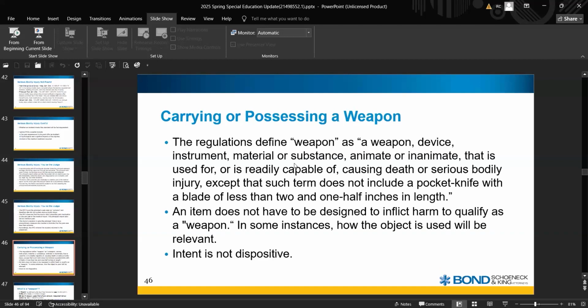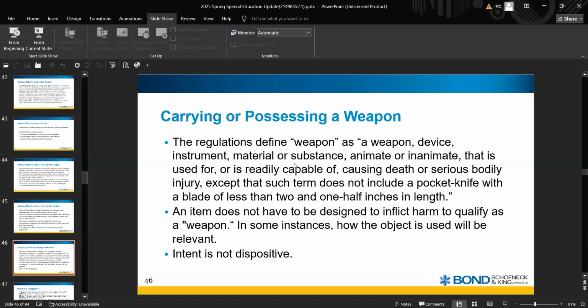Okay. So, the next category of misconduct you can be placed in an IES is possessing a weapon. The regulations define a weapon as a weapon, device, instrument, material, substance, animate or inanimate that is used for or is readily capable of causing death or serious bodily injury. We just talked about what serious bodily injury is. Those four categories: substantial risk of death, extreme physical pain, protracted obvious disfigurement. So if an object, animate or inanimate, can be used for doing or is readily capable of doing one of those things, it can count as a weapon.